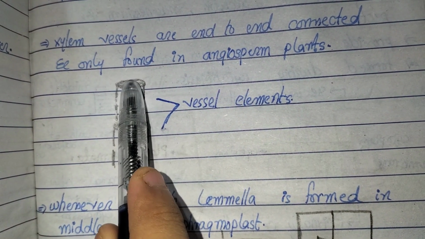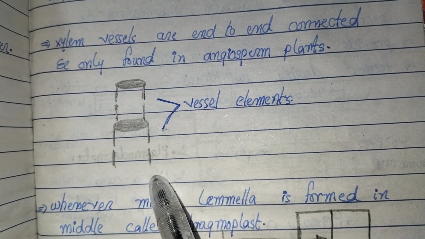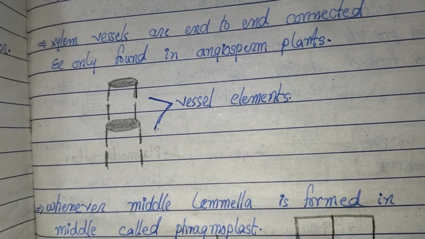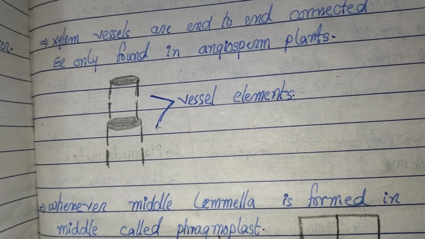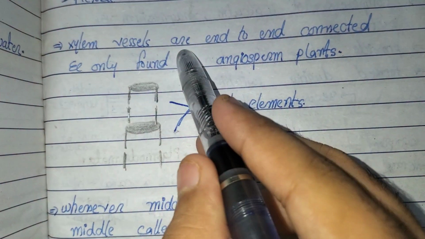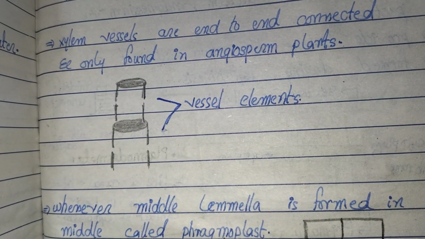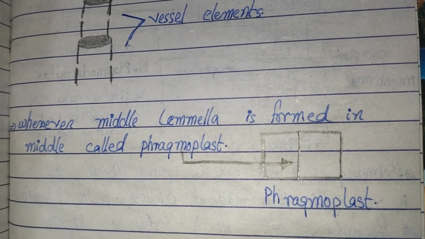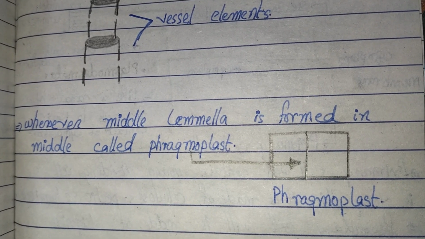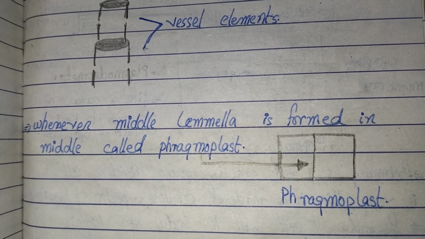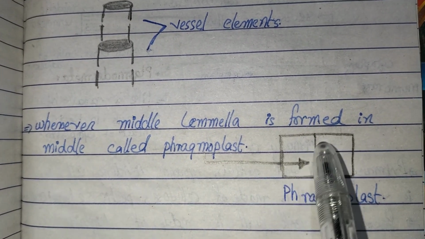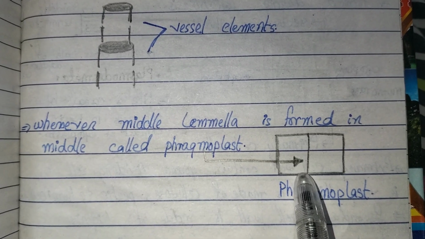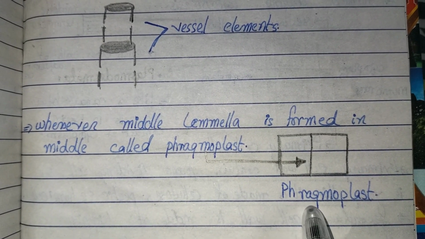Here you can see the structure. These are the xylem vessels, the vessel elements. Here you can see the pores present which allow water to pass from downward to upward. Here we have one more point. Whenever the middle lamella is formed in the middle of a cell, that is called the phragmoplast. Here you can see this is a cell, and the middle lamella is formed in the middle, so this is called the phragmoplast.